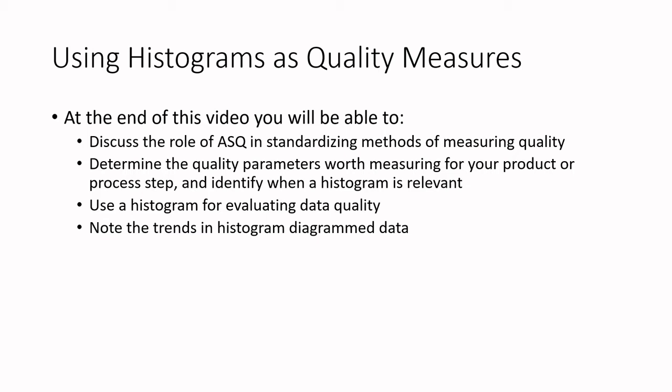And we're going to be using some of ASQ's tools. We're going to determine the quality parameters worth measuring for your product or process step and identify when a histogram is relevant. In particular, histograms are good for frequency data. We're going to use a histogram for evaluating data quality, and we'll note the trends in histogram diagram data. And what does that mean? We're going to look at what different types of histograms look like and be able to think about why we might see these in various situations.